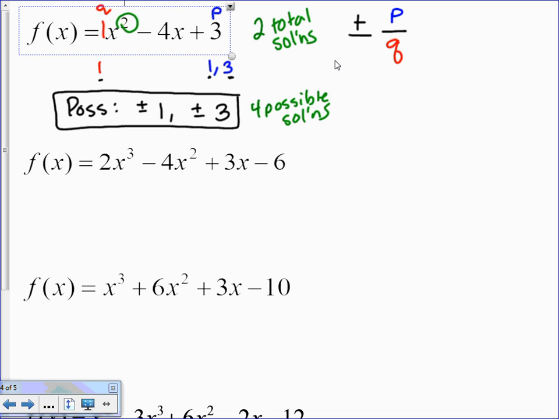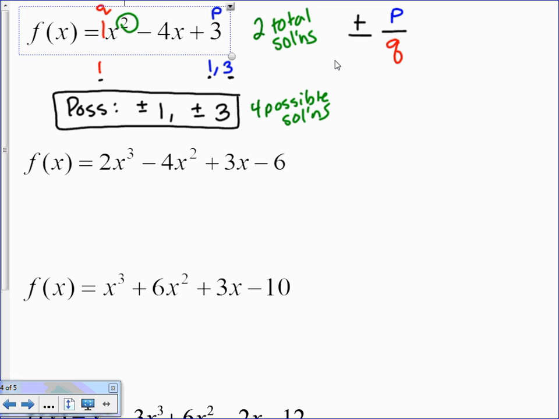1 and positive 3. So note that those 2 solutions that we could find by factoring are solutions in the list of possible rational solutions. So there are connections to be made between your factoring and this rational root theorem that we're trying out. Okay? Because those are rational, they're part of the list. Okay, let's look at the second one.